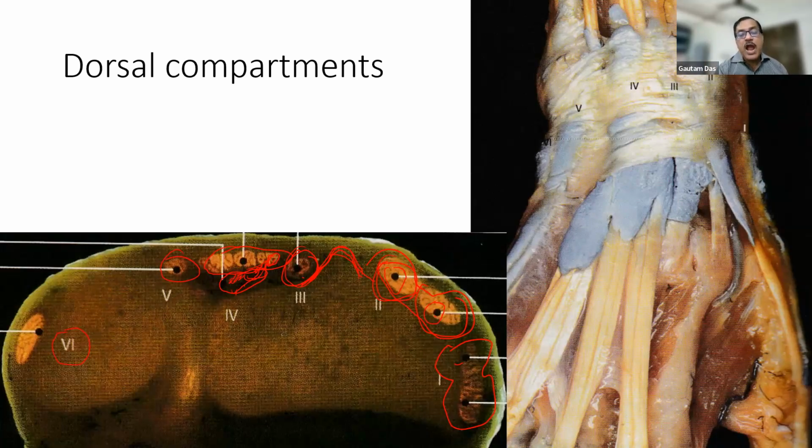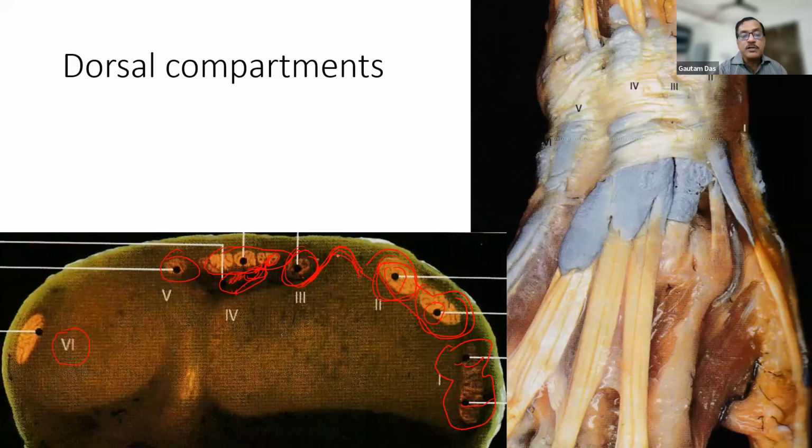First compartment, abductor pollicis longus. It starts with A and ends with L. Abductor pollicis longus. This is the first one. Then comes your extensor pollicis brevis. After longus, it should be brevis. So abductor pollicis longus, extensor pollicis brevis. Then it should be starting with E and end with L. So extensor carpi radialis longus, extensor carpi radialis brevis.